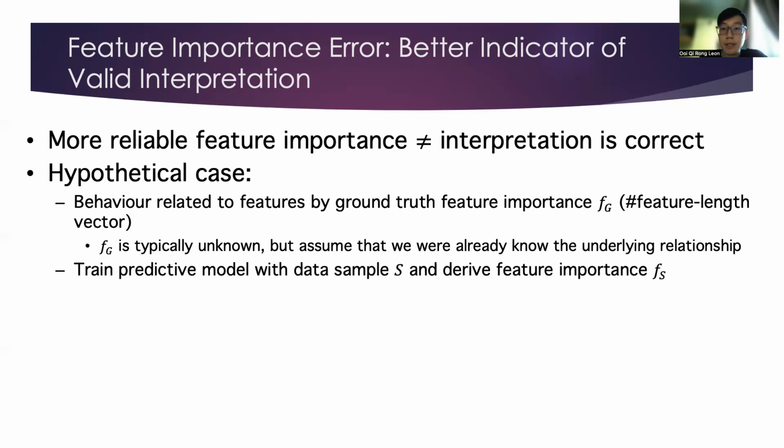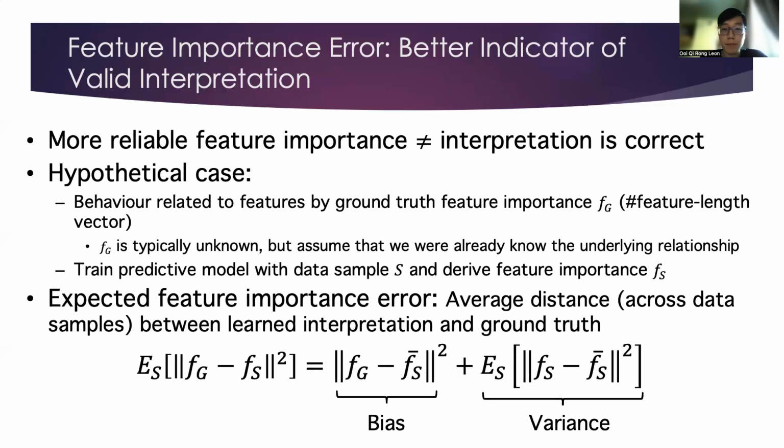To define this term, let's first say hypothetically that the true relationship between brain and behavior is described by some ground truth feature importance. We can call this Fg. Fg will be a number-of-features-long vector. It's important to note that typically Fg is unknown, but let's say somehow we derive it in this case. Then let's take a random data sample S, train a predictive model, and derive the feature importance. Let's call the feature importance we get from this model Fs.